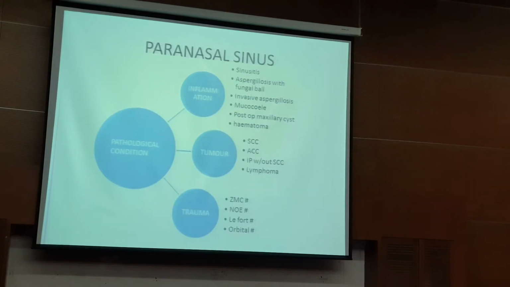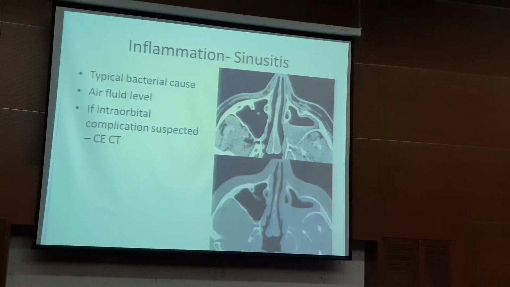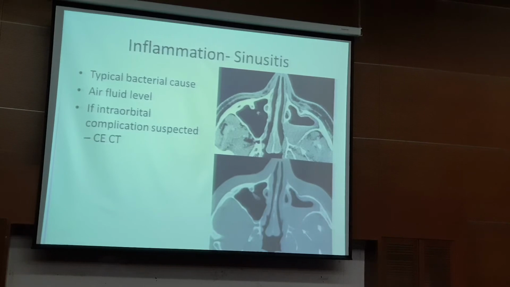Okay, now the pathology. I'm going to touch a little bit on pathology. The things that we encounter most often would be inflammation cases, tumor or trauma. Sinusitis, we do get requests to view sinusitis, but mainly to look for complication and extension. Typically, the cause is bacterial, and here is the air fluid level, which indicates that there is an acute sinusitis. And we do look for intraorbital complication as well.